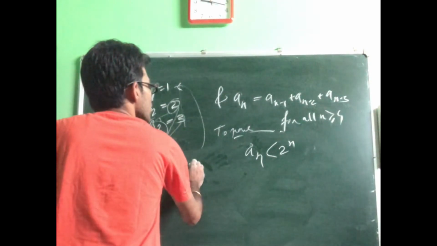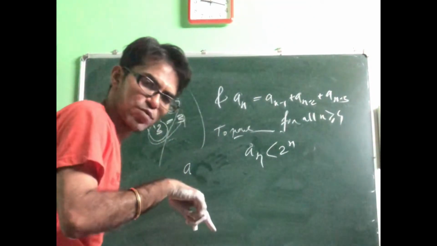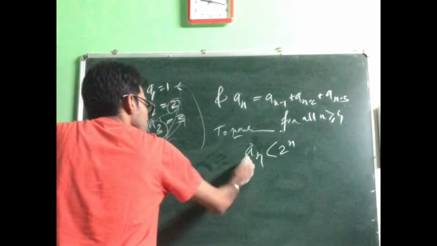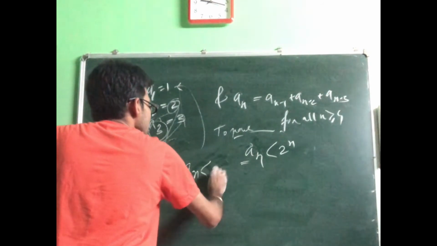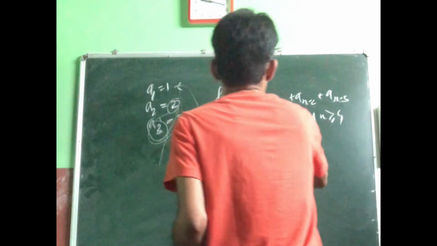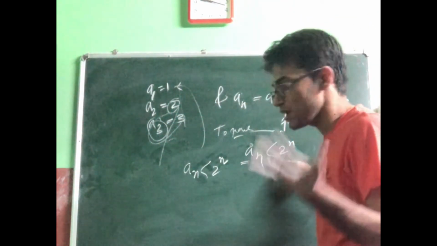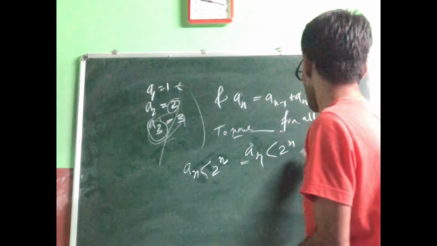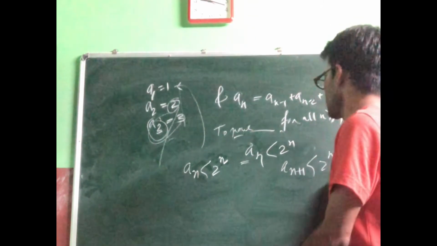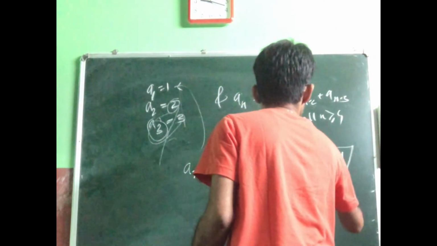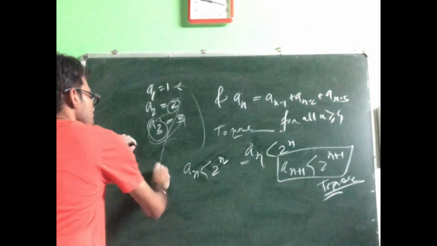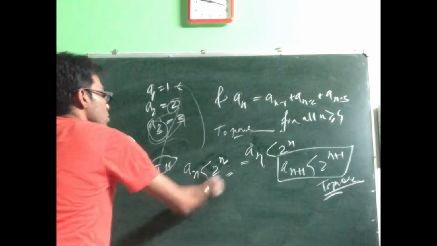Now, since I'm assuming I already proved the base case, and then using the induction hypothesis, I assume that this particular statement holds true. So a_n is less than 2^n. This is true using the induction hypothesis. So if this is true for n equal to n, what I need to prove for n equal to n plus 1? I need to prove a_(n+1) is less than 2^(n+1). So this is what I am required to prove, and this is what I have using the induction hypothesis. I'm assuming this to be true.